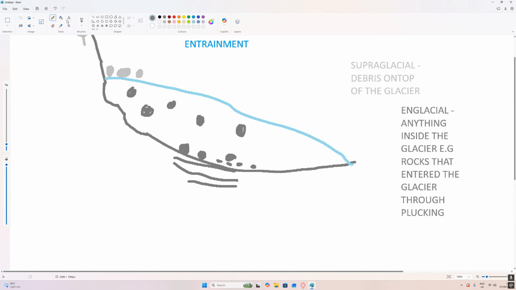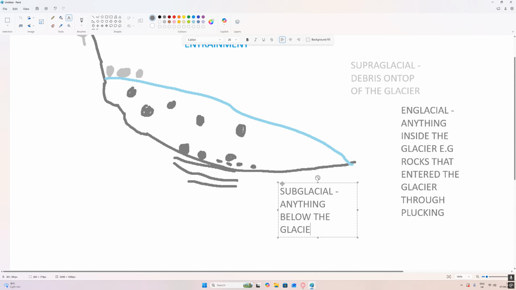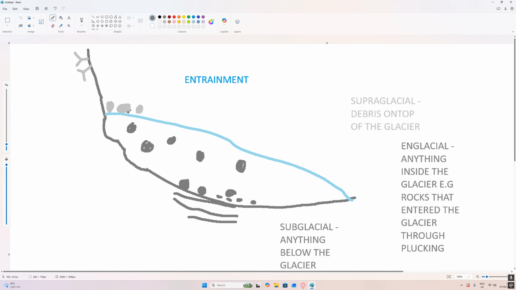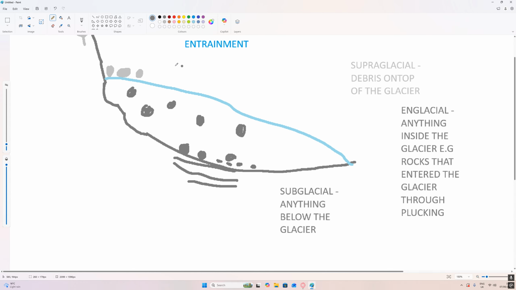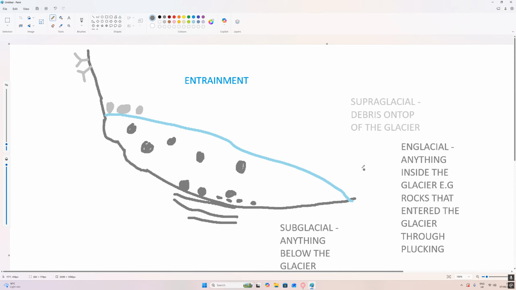And I'll type that out. Subglacial. Anything below the glacier. Now these three definitions aren't solely for rocks, okay? They aren't solely for rocks entering the system, okay? Supraglacial is just anything on top of the glacier, englacial is anything inside of the glacier, and subglacial is anything below the glacier. So you can have, for example, meltwater subglacially. Meltwater when it's subglacial will just cause basal slip because it's in between the glacier and the bedrock, so it's just reducing friction, right? So this isn't only for rocks, okay?